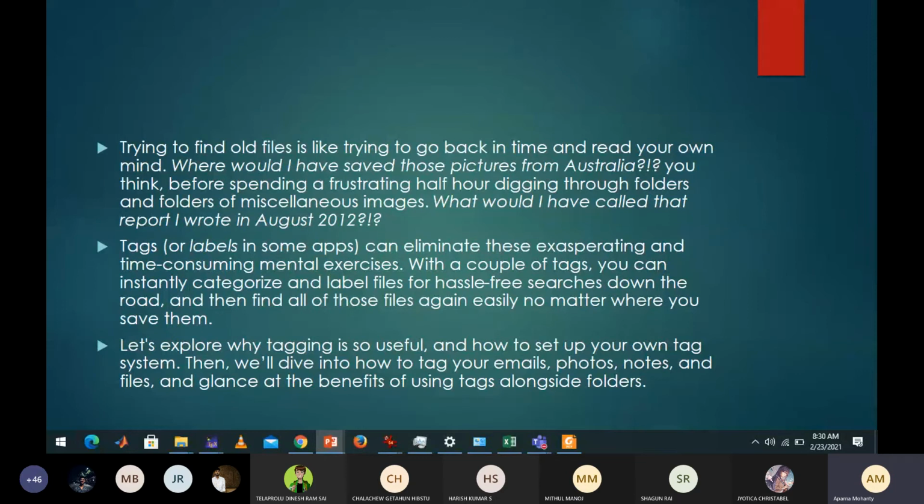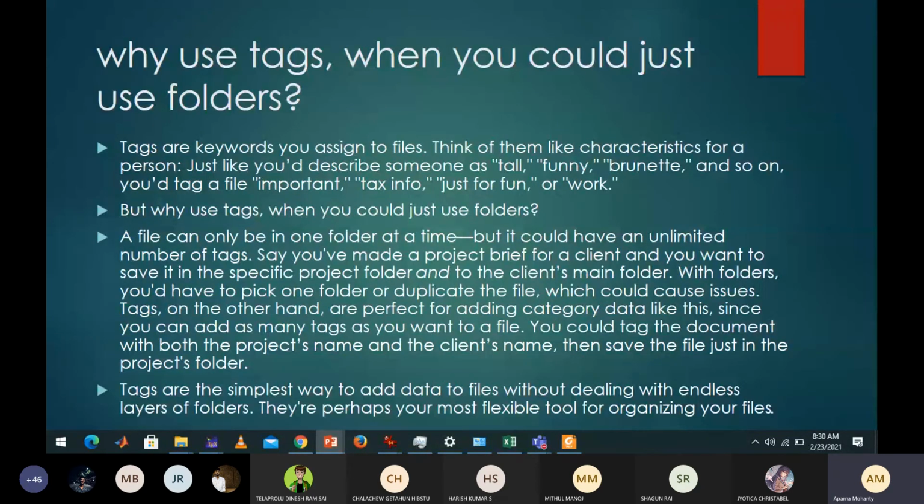Let me give you one example of how and why we use tags, and when you could just use folders. Tags are keywords you assign to files. That's what I told you.